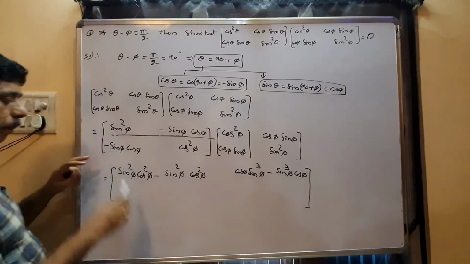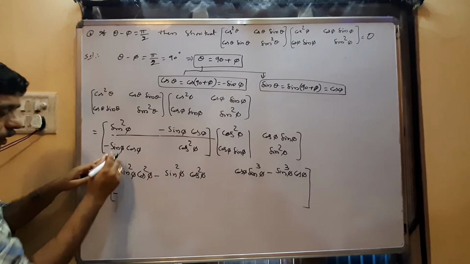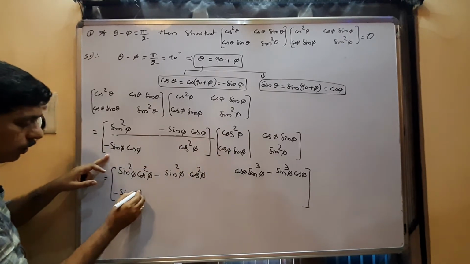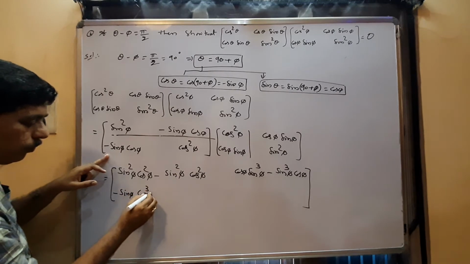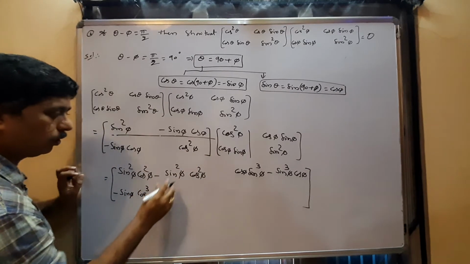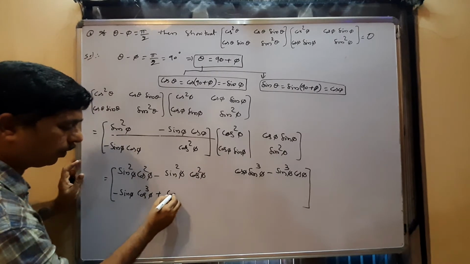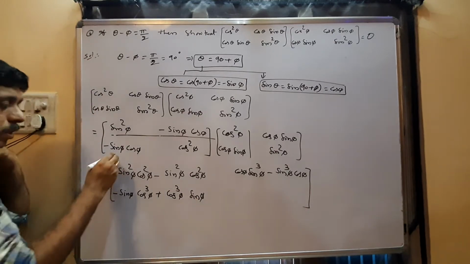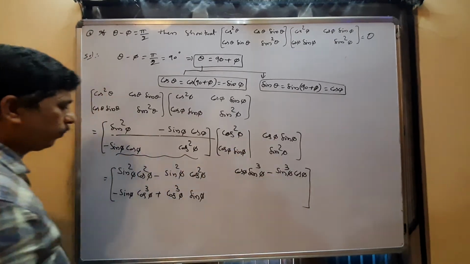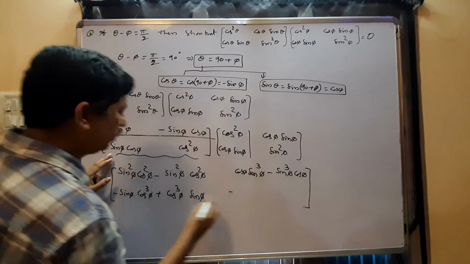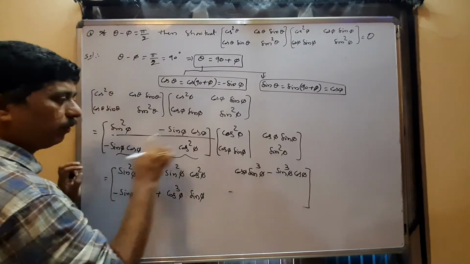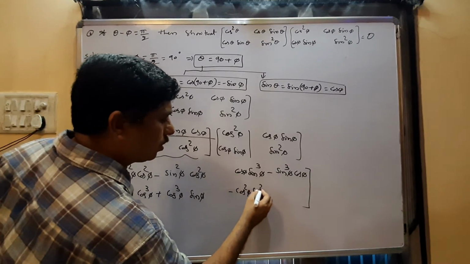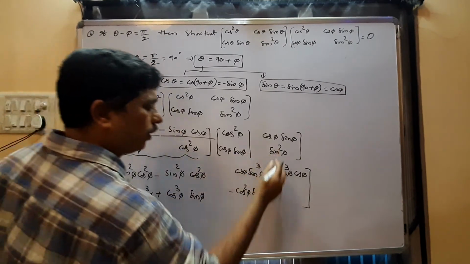Second row into first column: plus into minus, minus sin phi, cos phi into cos square phi, cos cube phi, plus cos square phi into cos phi, cos cube phi into sin phi. Second row into second column: plus into minus, minus cos phi into cos phi, cos square phi, sin phi into sin phi, sin square phi, cos square phi into sin square phi.